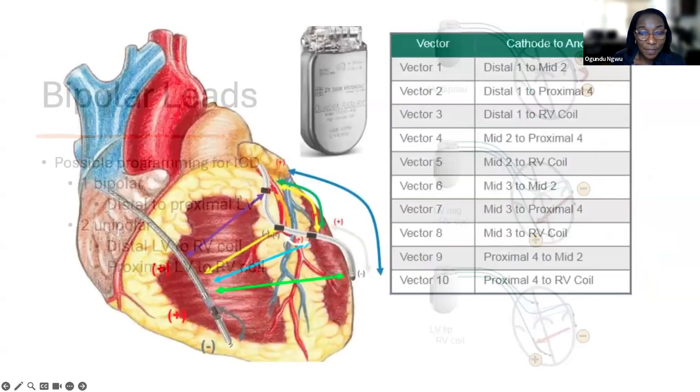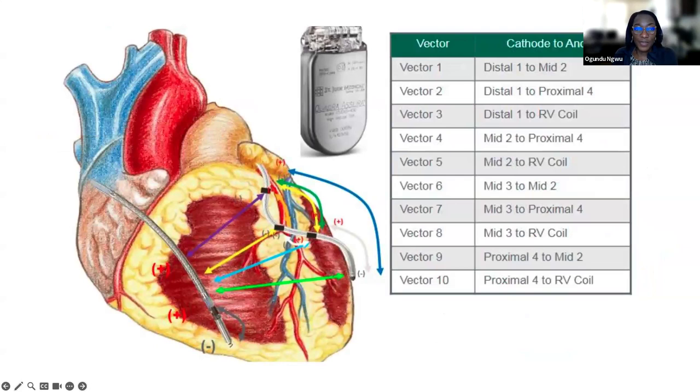Next slide. So this is an example, and AJ can also weigh in here. This is an example of an Abbott device. As you can see, you have four poles, and with these four poles, you can connect them to multiple things that gives you so many options for pacing. Knowing that sometimes when you put these LV leads in, you may be in an area of a scar, you don't really know. So you really have to test all of them and see what gives you the best option.